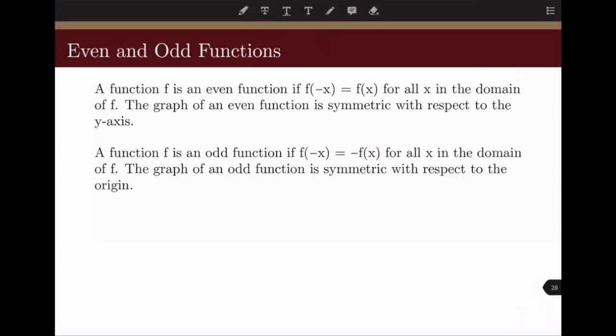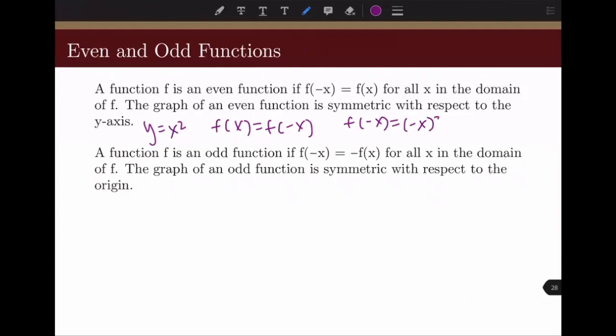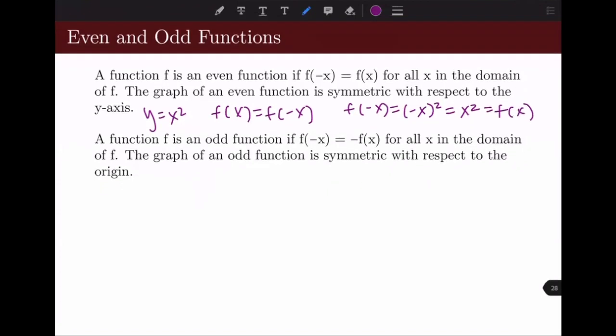So remember that we had this similar definition for being symmetric with respect to the y-axis before. So I'm going to use the same example. When we had y equals x squared, we knew that f of x was equal to f of negative x, since f of negative x was equal to negative x squared, which was equal to x squared, which was f of x, right? So what's tricky is going to be figuring out the odd functions.